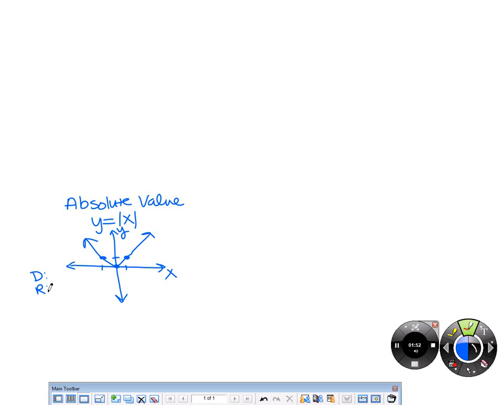What is the domain of the absolute value function? All real numbers, because we can move anywhere to the left and right, still plug in those x values and get something on the graph. So the domain is all real numbers.